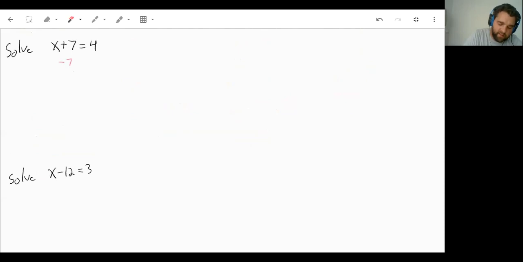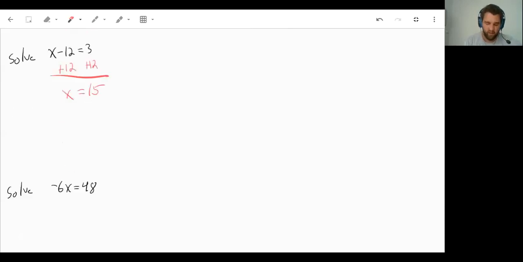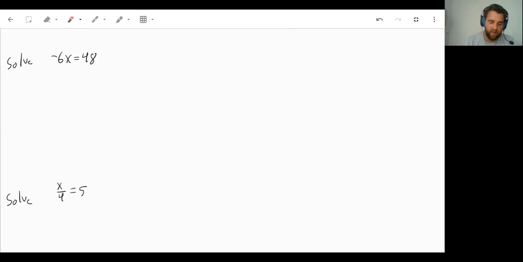We just have to subtract 7 from both sides, and we'll come out with x equals negative 3. Or x minus 12 equals 3. We can add 12 to both sides, and we're going to come out with x equals 15. Not too bad. Let's try some multiplication and division.